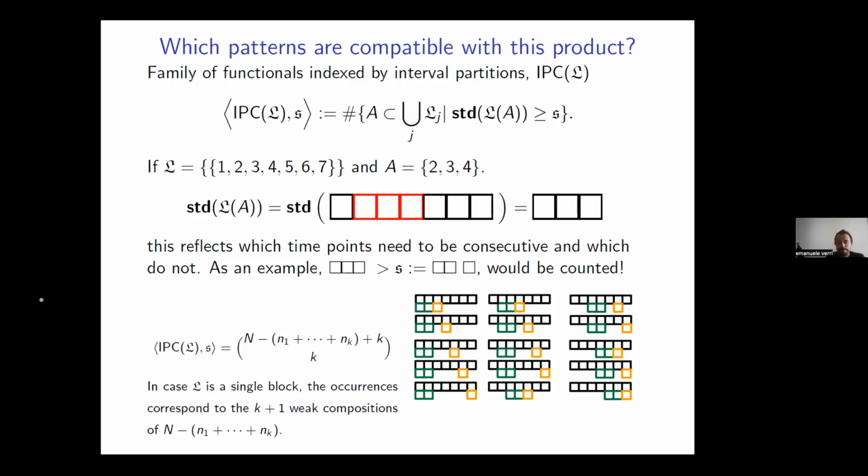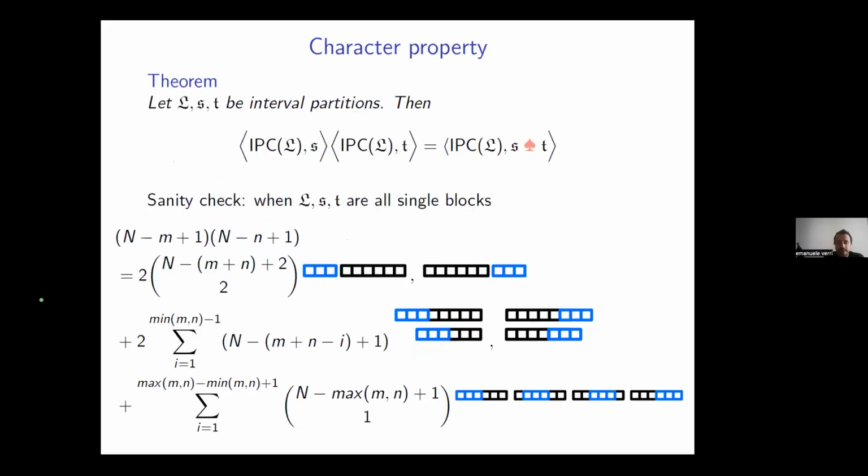And this was useful also to make some computation to check then the theorem. So we have again that these functionals behave well with respect to this product. And this was really the identity that I showed you at the beginning with the permutation patterns, while here it's with this kind of operations, and L, S, and T can be any interval partitions.